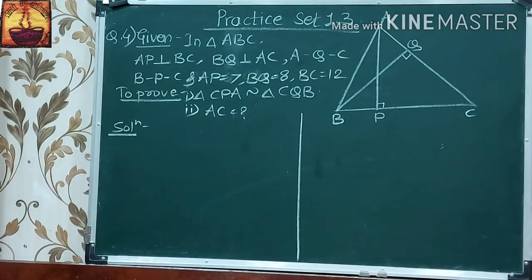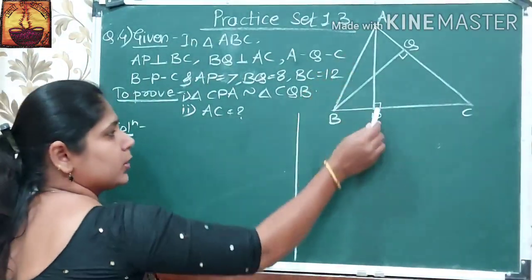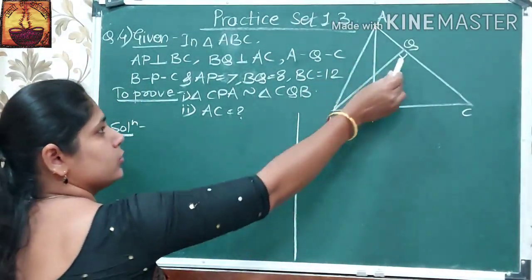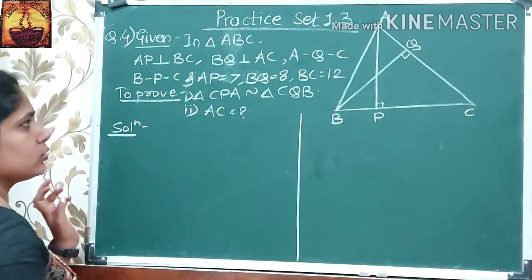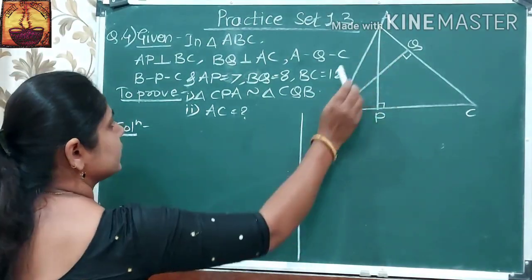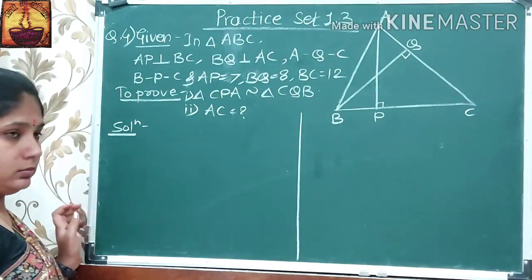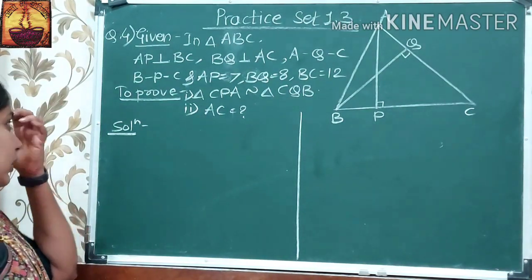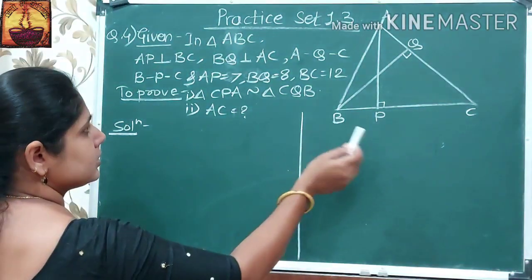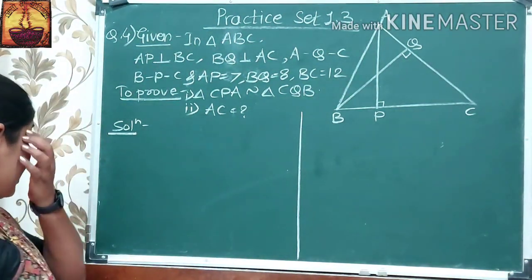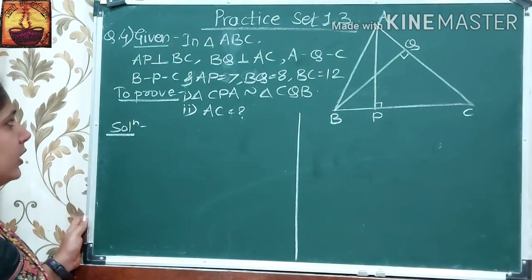Now, fourth question is in triangle ABC, AP is perpendicular to BC, BQ is perpendicular to AC, and AP is equal to 7, BQ is equal to 8, and BC is 12. Then we have to prove that triangle CPA is similar to triangle CQB, as well as we have to find AC is equal to how many.